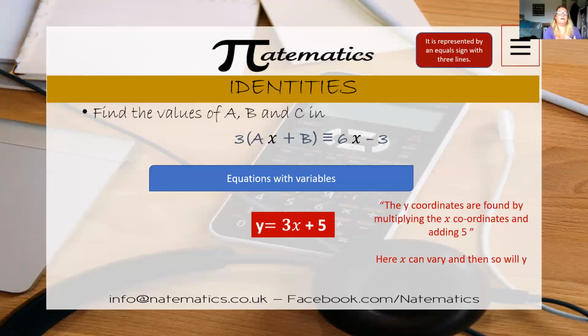Again, putting it into words, because with a lot of maths, to understand some of the higher level stuff, it's about thinking about the processes that are going on, rather than x's and y's. So the y coordinates are found by multiplying the x coordinate by 3, the gradient, and then we add 5, which is the intercept. Here, x can vary. In fact, it does vary, because when you plot a straight line, x has lots of values, and you could carry that on ad infinitum. So x can vary, and then so will y.